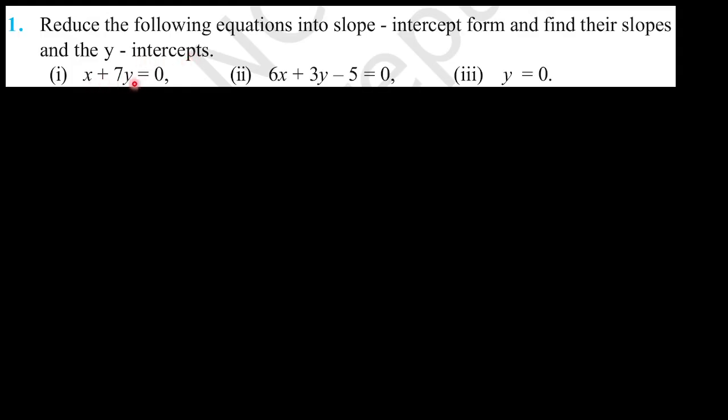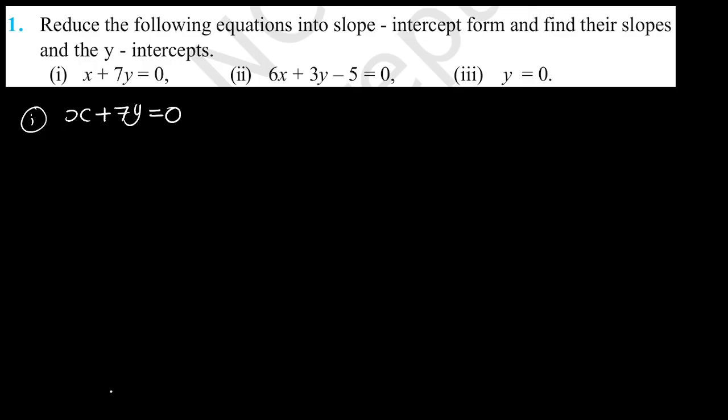So a line is given: x plus 7y equal to 0. Let me start with question number 1. We have to express it in slope-intercept form. Hence find slope and y-intercept.